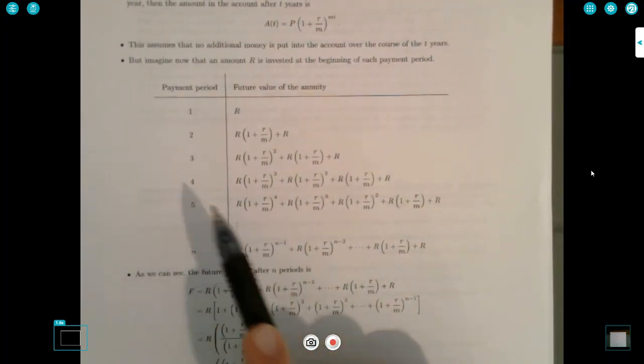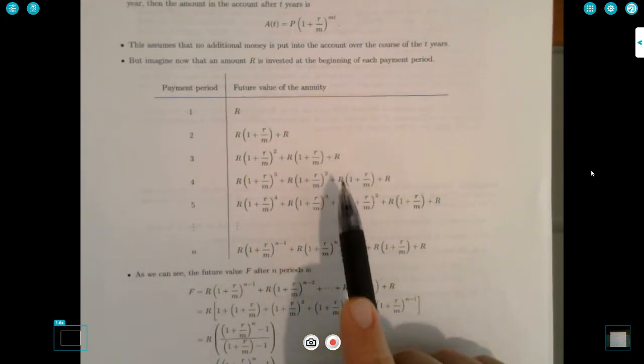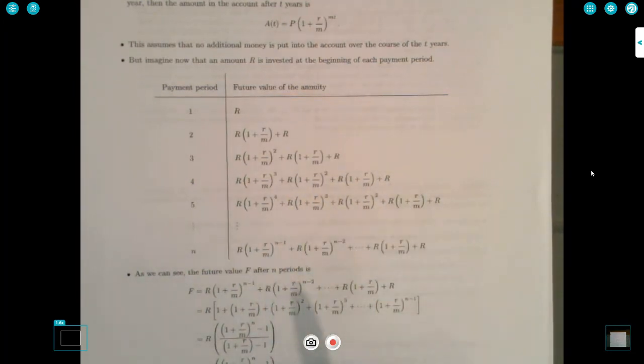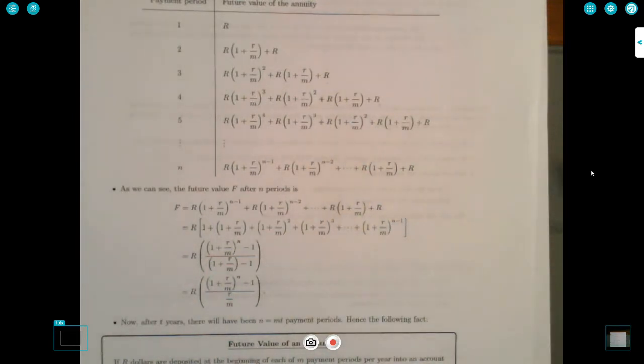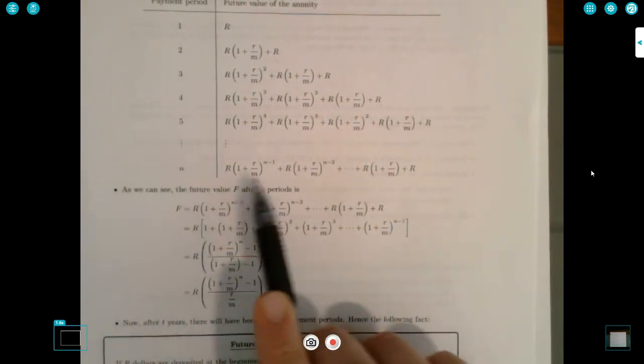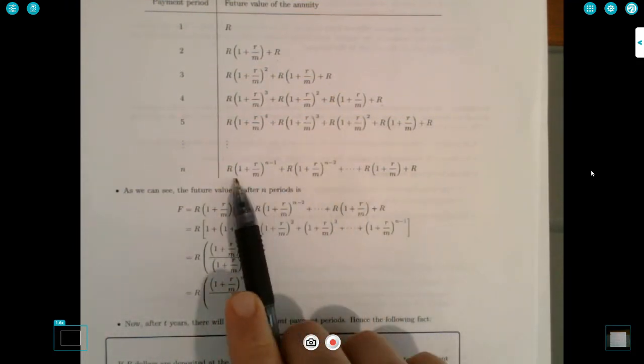At the end of the fourth payment period, this one will accrue more interest, this one will accrue more interest, this one will accrue interest for the first time, and then this one is a brand new payment that you're making at the end of the fourth payment period, and so forth. So the pattern is, at the end of n payment periods, this is how much money is going to be in the account. That's kind of a nasty formula.